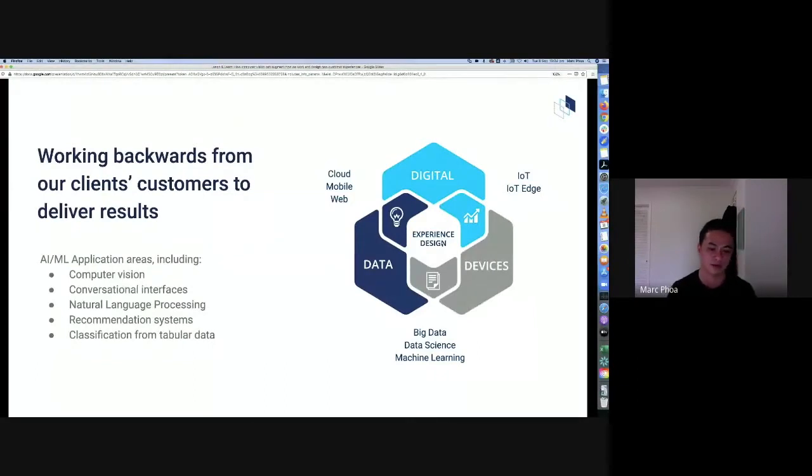This has meant that for the past 16 years since we've started, we've been fortunate enough to work across many industries and have been presented with many interesting problems and challenges that not only require our digital and cloud expertise, but also IoT and machine learning.